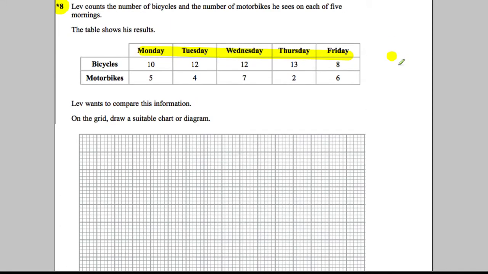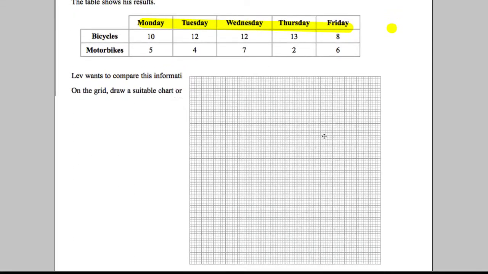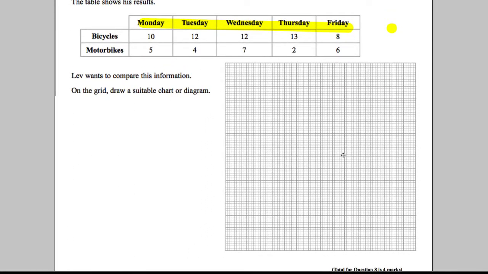Okay, so what we're going to do is draw maybe a bar chart and a dual bar chart so we compare each of these. So we're going to want a graph that goes up to 13. Okay, so I'm actually going to shrink this. This will make it a bit easier for us to all see.